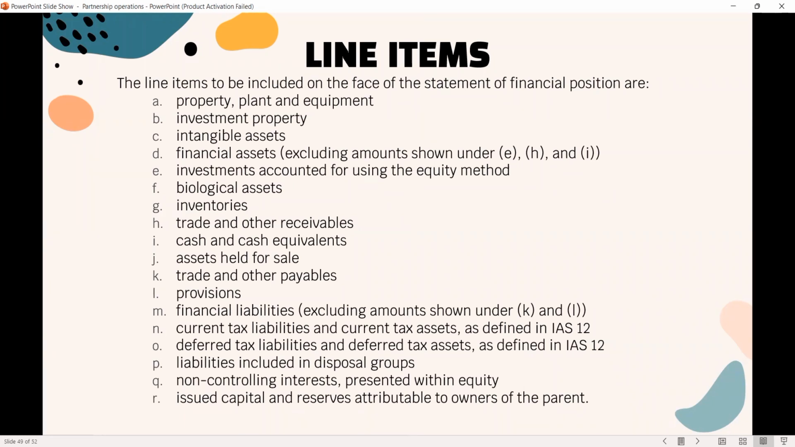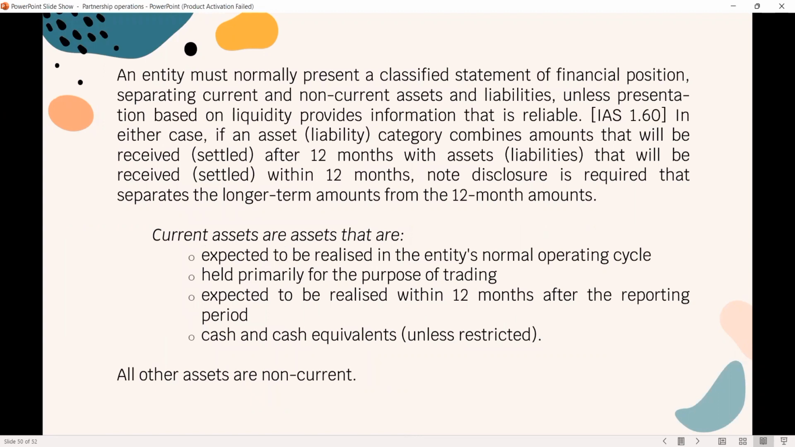Next, an entity must present a classified statement of financial position separating current and non-current assets and liabilities unless presentation based on liquidity provides information that is reliable. IAS 1.60, in either case, if an asset category combines amounts that will be received or settled after 12 months with assets that will be received within 12 months, notes disclosure is required that separates the longer term from the 12-month amount.